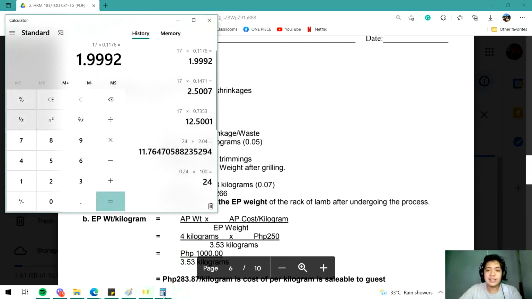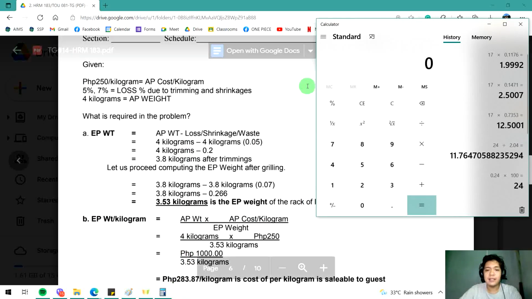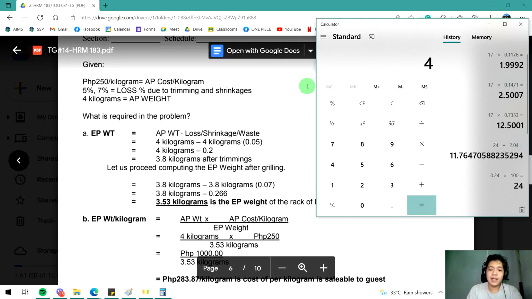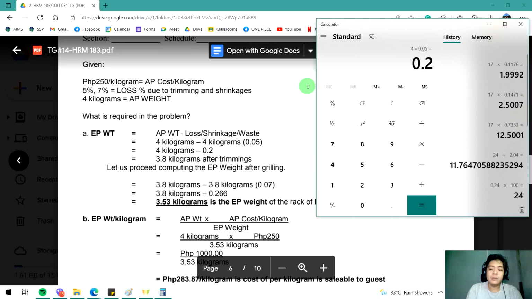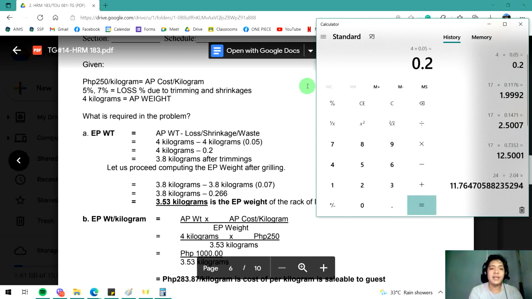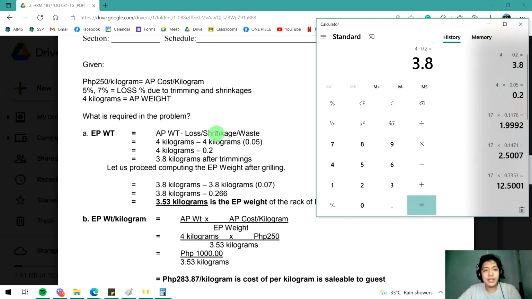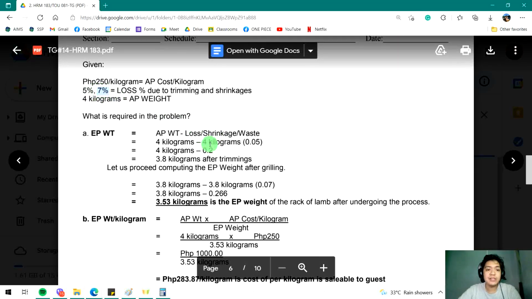And then, sige, isa-isahin din natin dito sa formula para makita. We have to multiply 4 kilograms times 0.05, which is yung 5%. Makukuha natin is 0.2. So, ibig sabihin, 5% of 4 kilograms is 0.2. And then we will just subtract 4 kilograms minus 0.2 in order for us to get the edible portion weight, which is 3.8 kilograms.